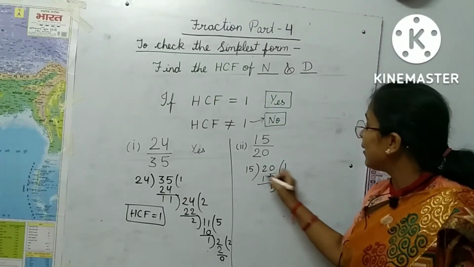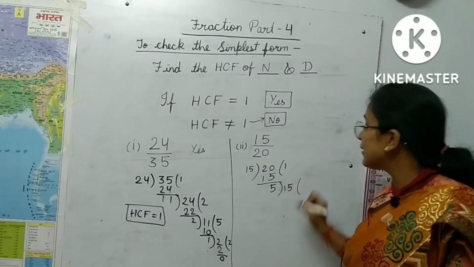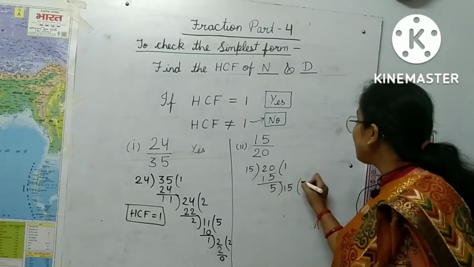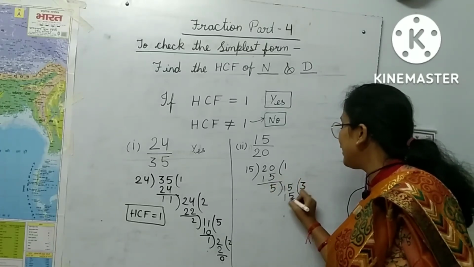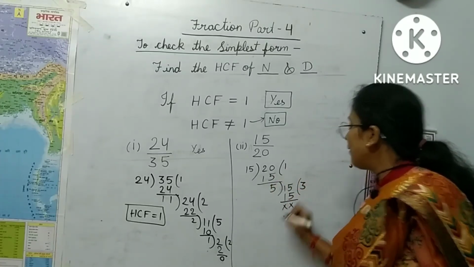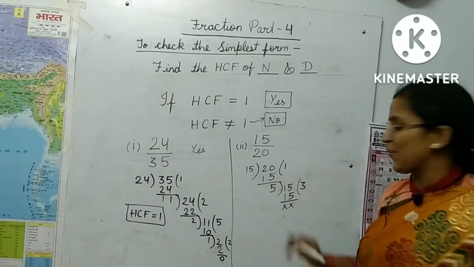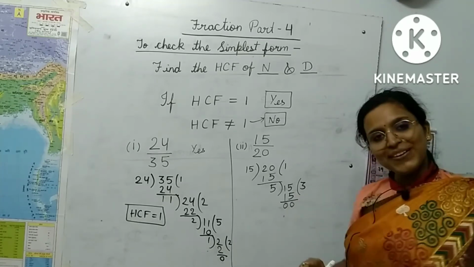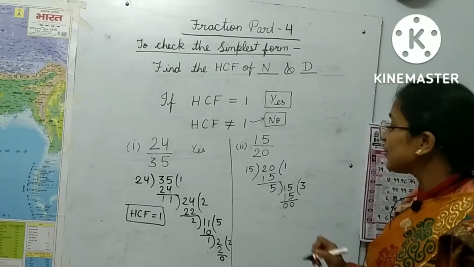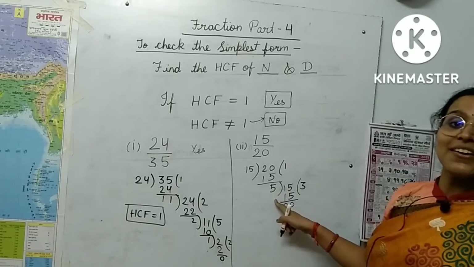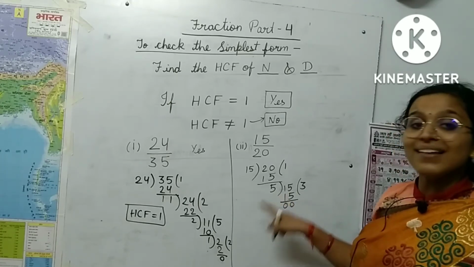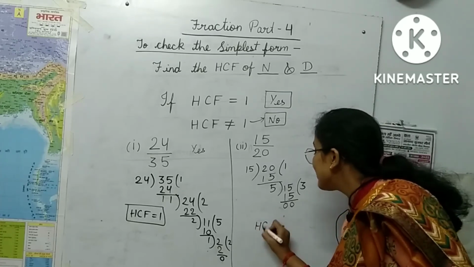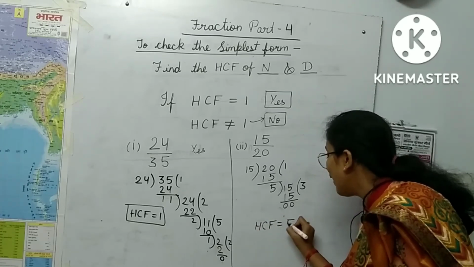5 will become our divisor and 15 will become our dividend. Read the table of 5, that should not be more than 15. 5 threes are 15. Very good, and now the remainder is 0. Either cross it or put 0, anything you can put. So now tell me, what is the HCF? Yes, the last divisor will be our HCF. So here the HCF is equal to 5.